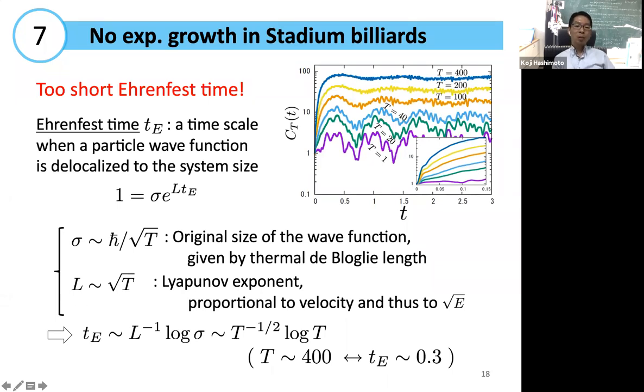So anyway, using this and substituting this to here, and also a rough evaluation of this sigma, the original size of the wave function, which should be given by the thermal de Broglie length, solving this gives you the LFS time proportional to this expression. And if we substitute T is 400 to this expression, then the LFS time is about 0.3, which is very, very short.